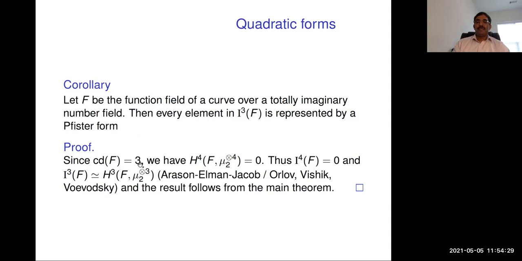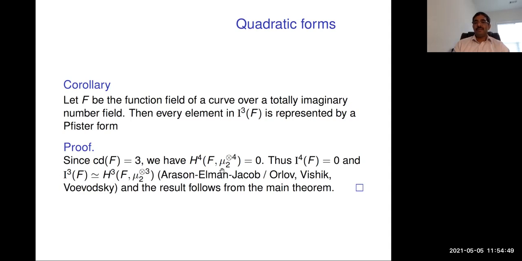Since the cohomological dimension of F is 3, because we are taking a curve over a totally imaginary field, and totally imaginary fields have cohomological dimension 2, so the function field has cohomological dimension 3. So we have that H4 is trivial, and therefore I4 is 0, and I3 is isomorphic to H3, because I3 mod I4 is H3, but I4 is 0.